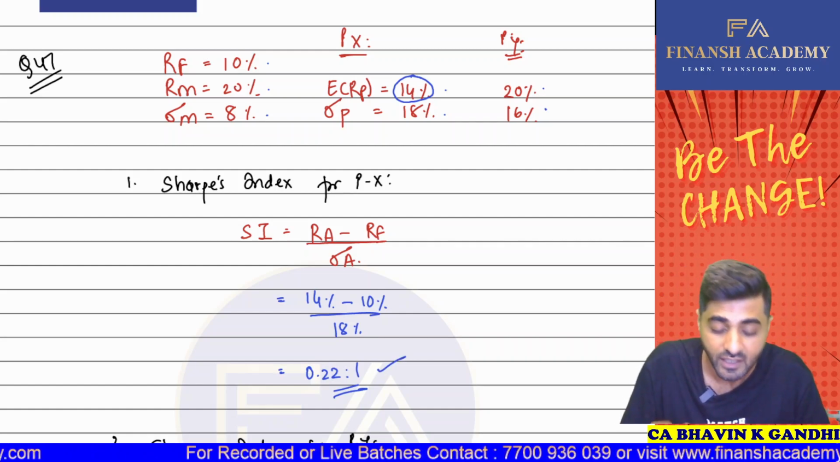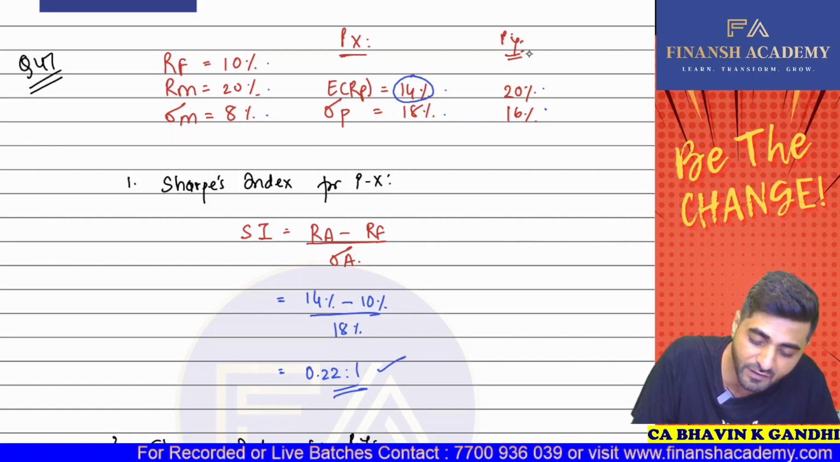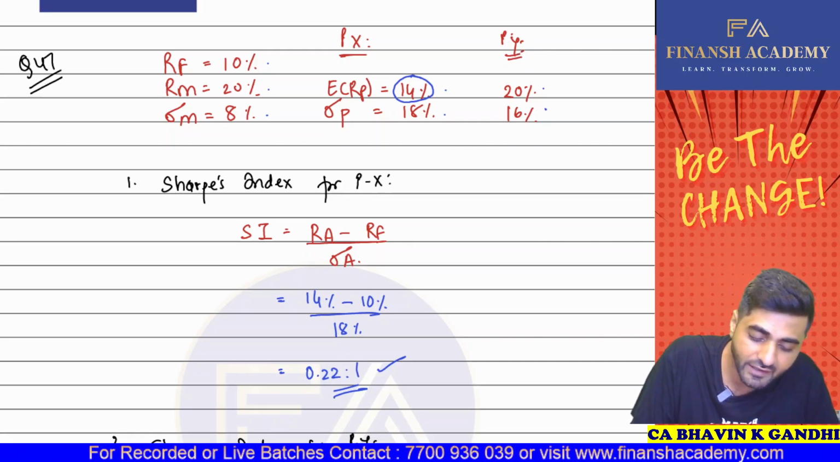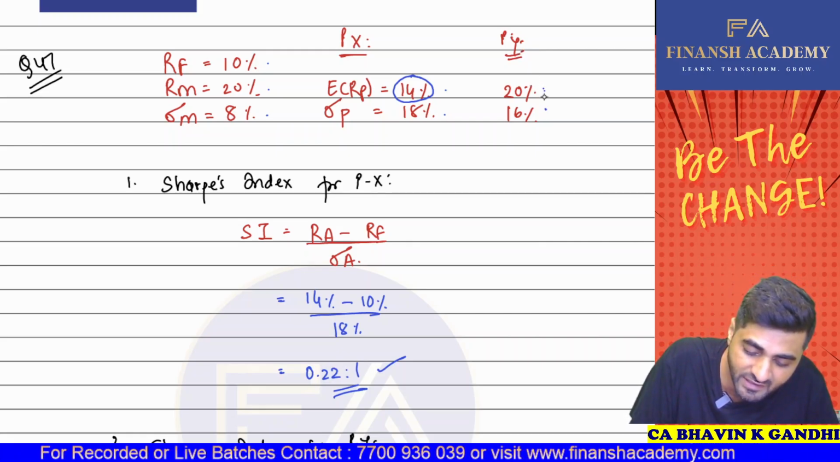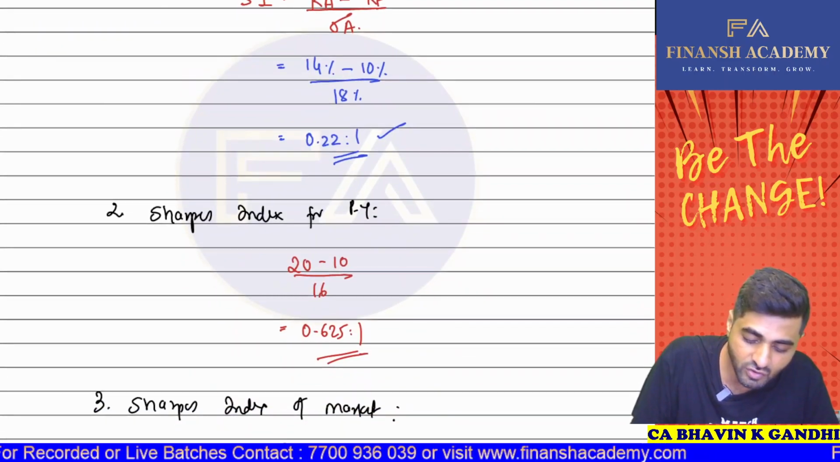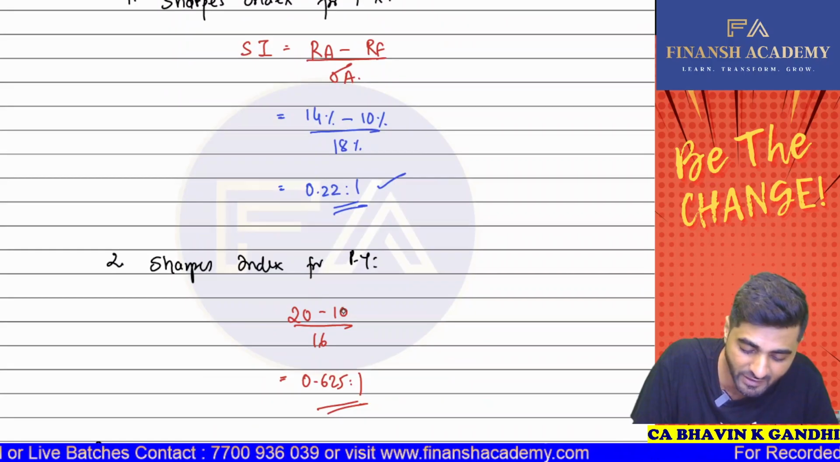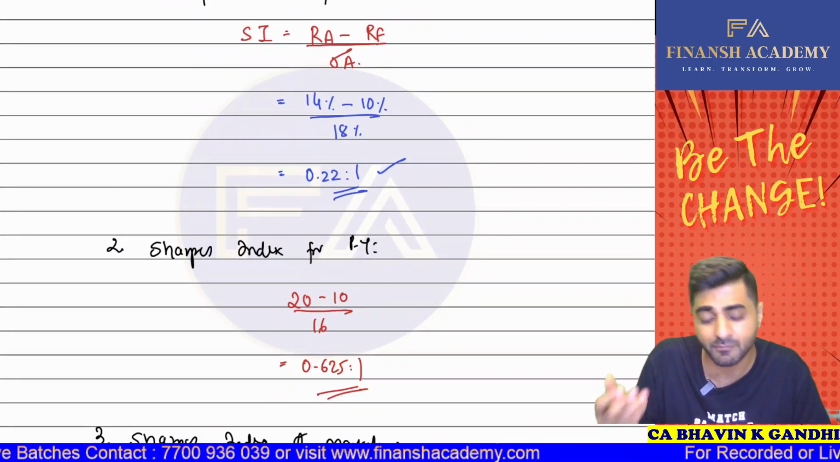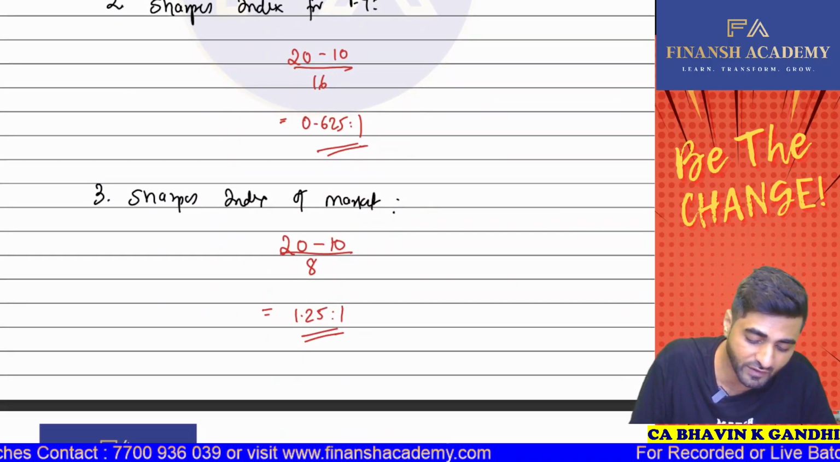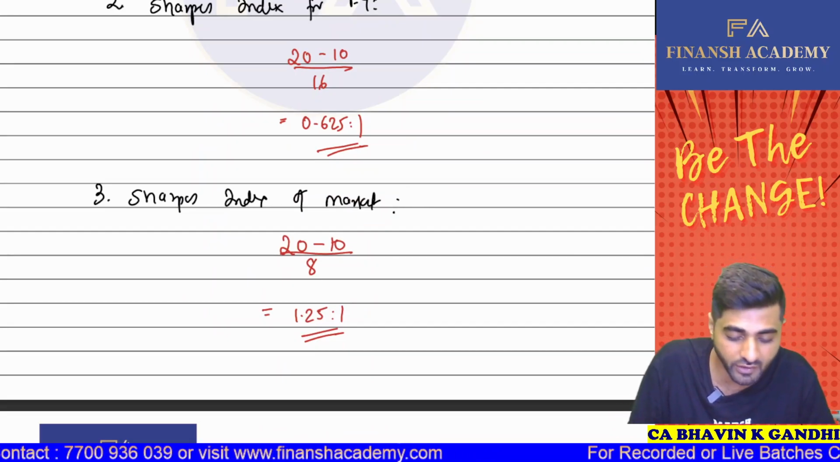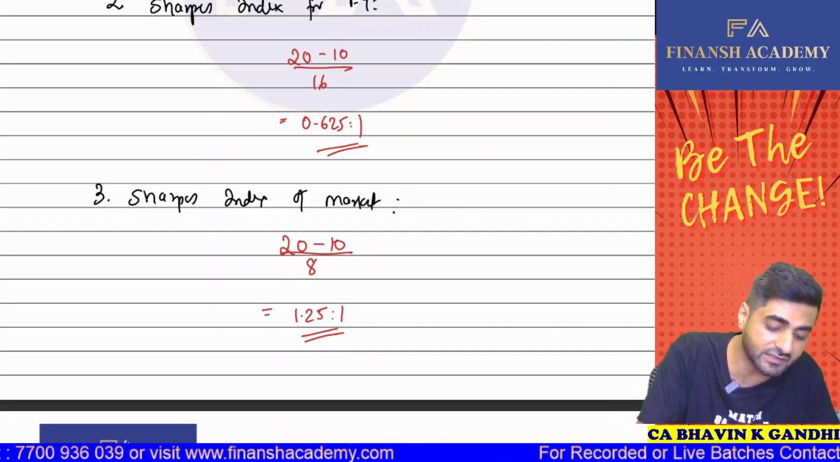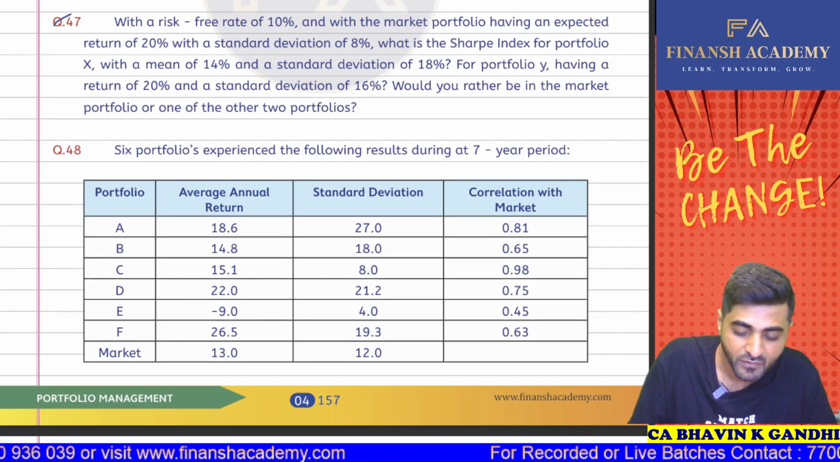So that's the first part. Then simultaneously, if I'm talking about portfolio Y, we have this as 20% and this is 16%. Your risk-free rate is 10%, so your premium will be 20 minus 10, and we are going to divide that by 16, so this will be 0.625. And for the market, we can do it accordingly. So this is how we can calculate these portfolio valuations, okay?